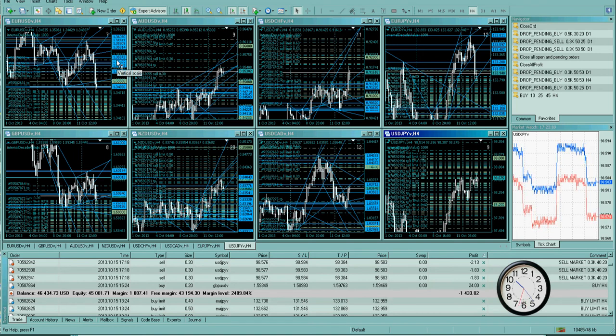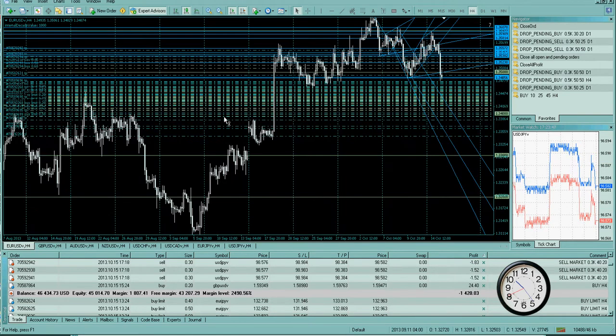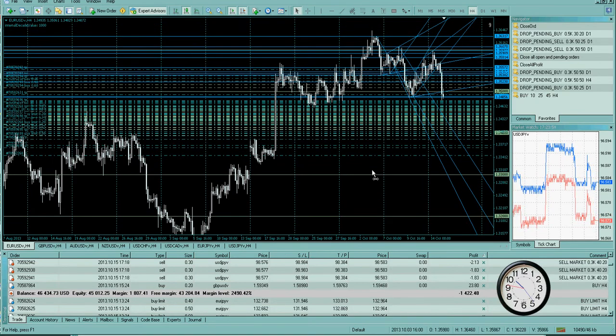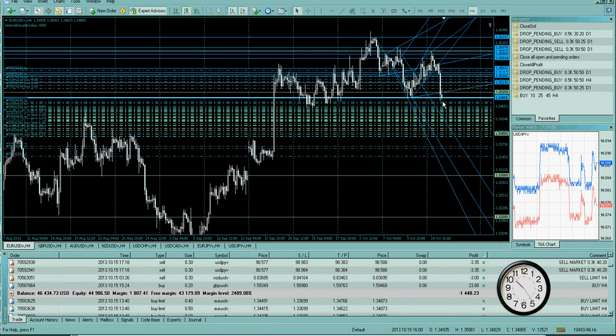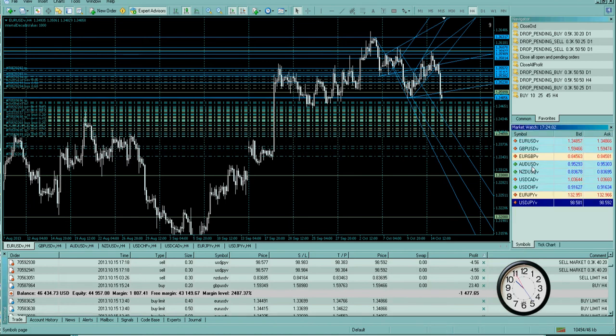Now, I put quite a bit here on the euro dollar because I feel like it's going to fill this hole down here. I would sell here, but I'm not that guy. It does look like it could just plunge in.